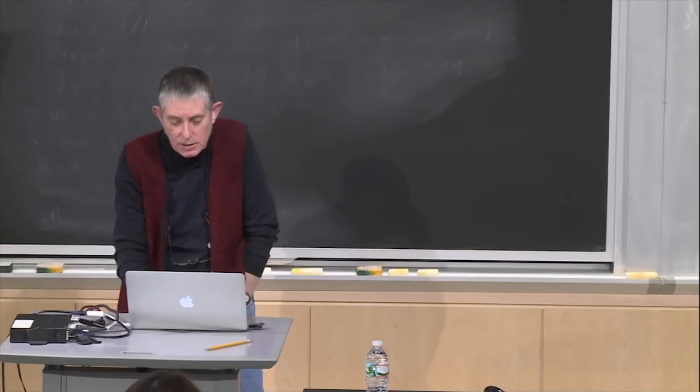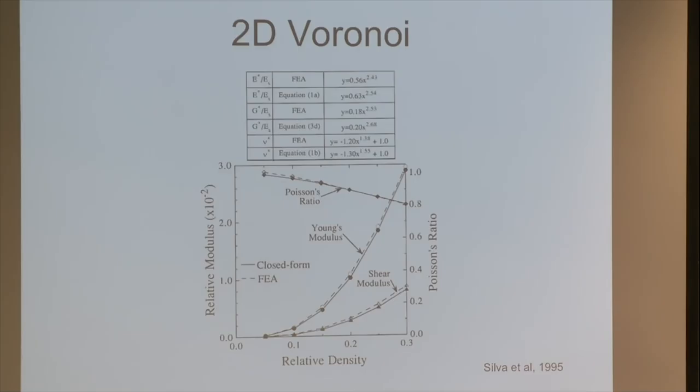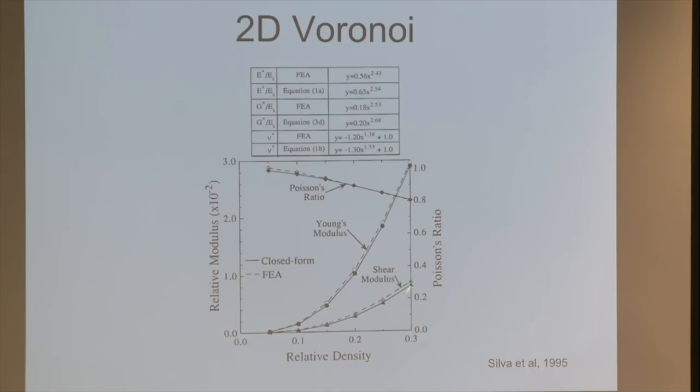And so this plot here shows a comparison between the analytical equations that we derived at the first part of the course and what he calculated for these Voronoi honeycombs for the finite element analysis. So here's Young's modulus down here, for example, in the closed form, the line, that's just the analytical equation we had originally, and the little dashed line is his finite element. Here's the shear modulus down here, and here's the Poisson's ratio up here. So you can see there's a pretty good agreement between these two things here. So let me write some of this on the board, and then I can keep going after that.